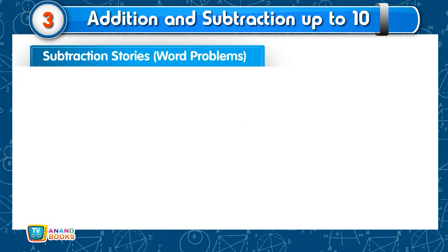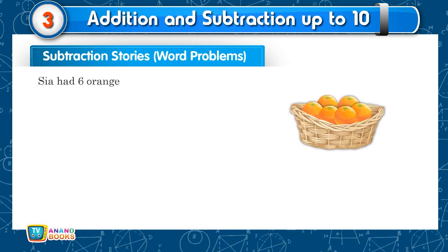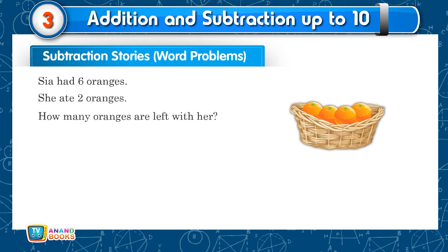Subtraction stories, word problems. Sia had 6 oranges. She ate 2 oranges. How many oranges are left with her? 6 minus 2 is 4. Sia has 4 oranges left with her.